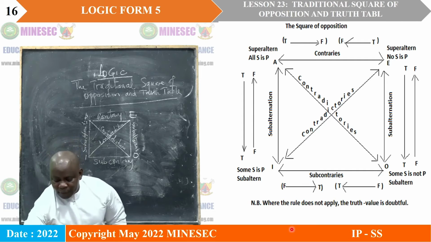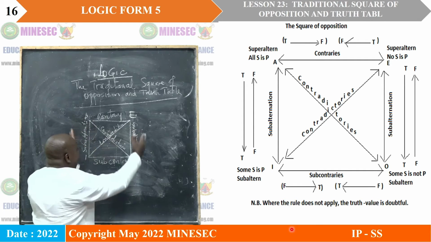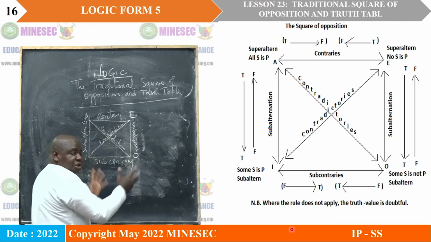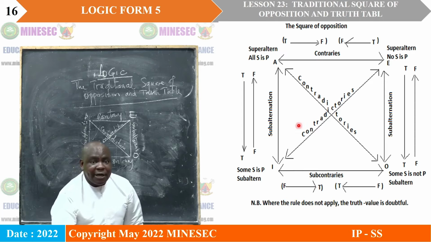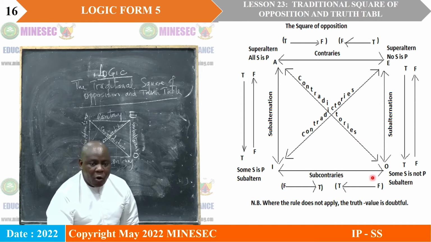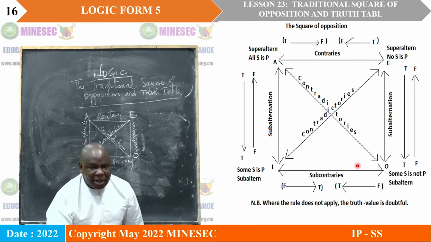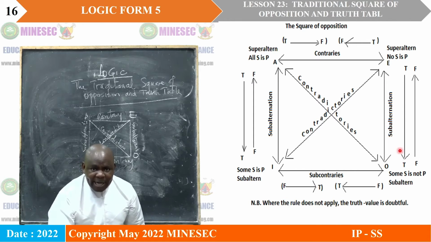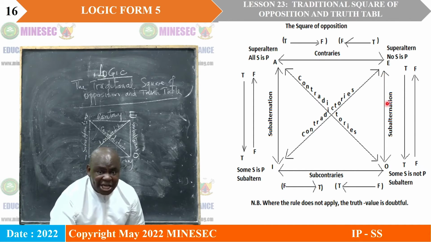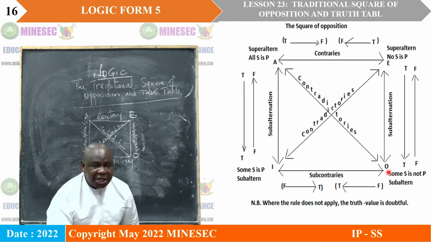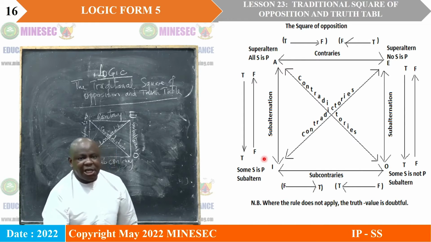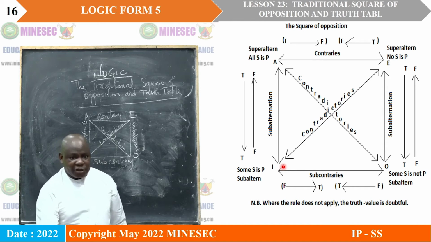Now look at it. As you can see, it's a square of opposition, a graphical illustration of the opposition of the A, the E, the I, and the O propositions. As you can see from the diagram above, the top line talks about contraries, the bottom line, subcontraries. The perpendicular lines are subalternation pairs, that is A and I, E and O. The diagonal lines, A to O, are called contradictories, O to A also called contradictories, I to E called contradictories, as well as E to I.